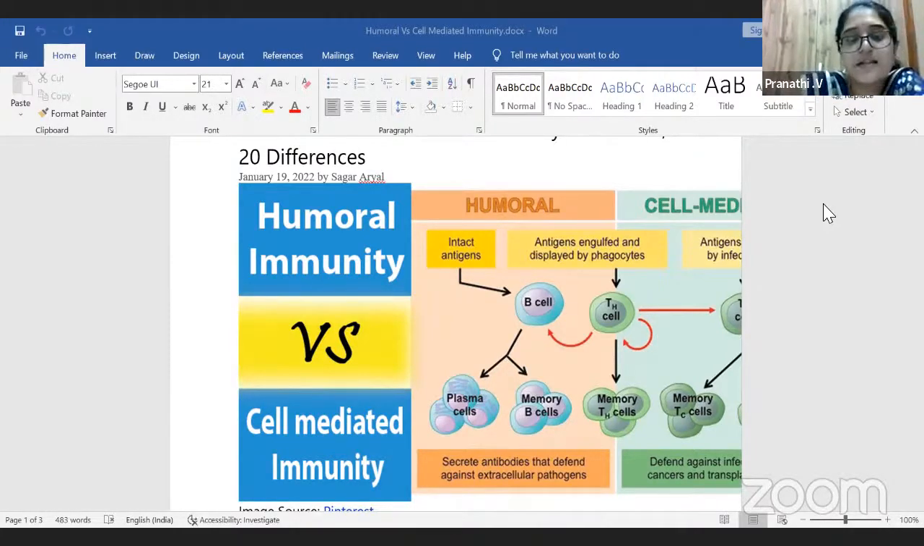Then they proliferate and produce the plasma cells. These plasma cells secrete antibodies that are specific to the antigens present in the body. Then the antibodies are released, circulated, and bind to the antigens. B cells also produce memory cells, which provide future immunity against the same antigen if it comes again.